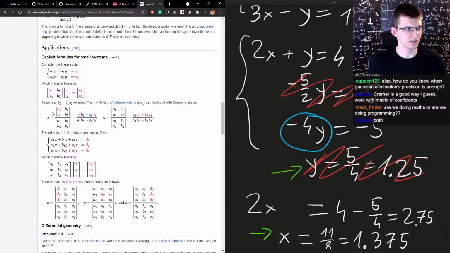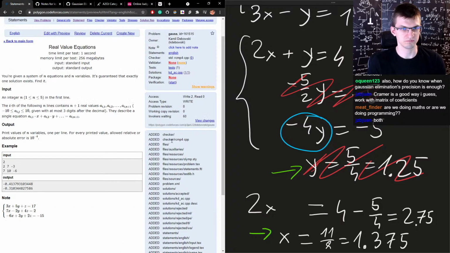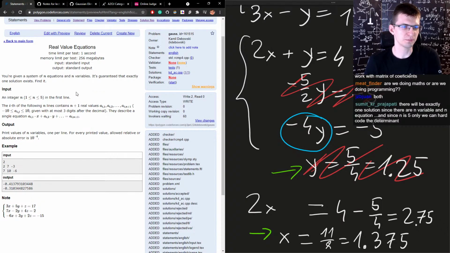How do you know when Gaussian elimination's precision is enough? You can run it and see what happens. It's enough for n up to 50, let's say, and values up to 50. It should be enough. Maybe not. Generally, the precision error can be exponential, so if you deal with huge real values, like up to thousands or millions, then you cannot do this. But if it's very small, you can. Are we doing math or programming? That's the intersection between them.